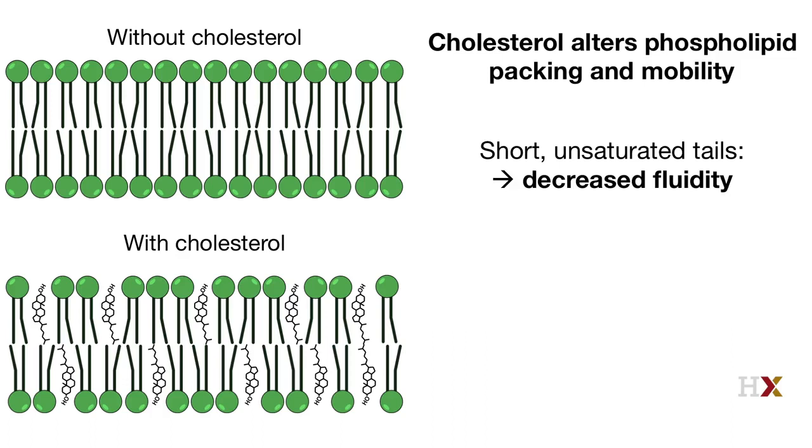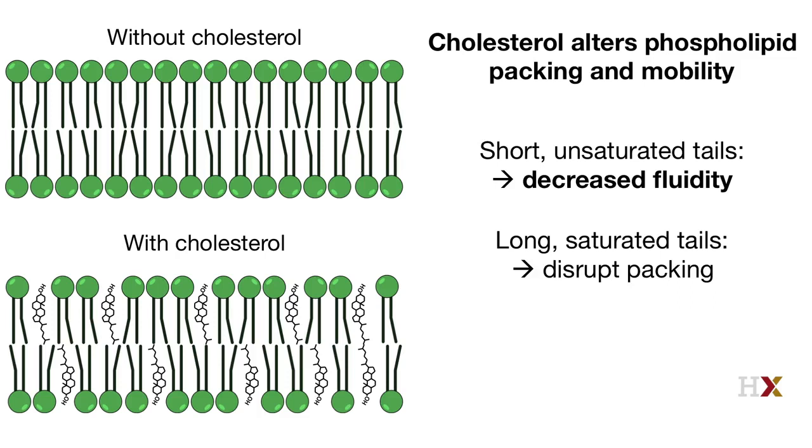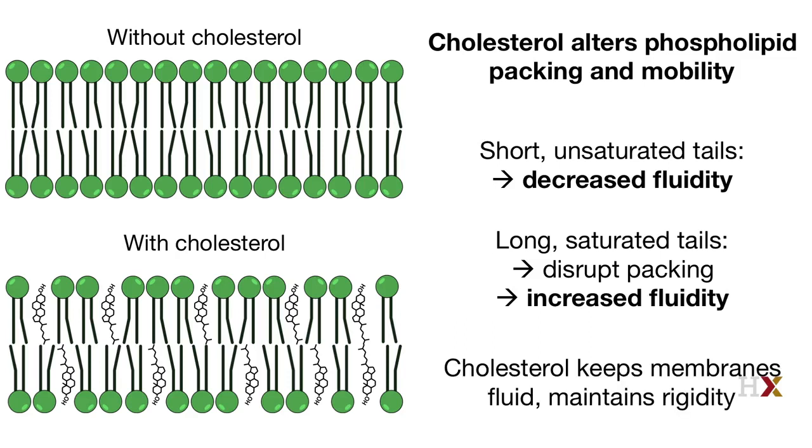In contrast, cholesterol will also interfere with long, saturated phospholipids, and it will disturb the tight packing of these lipids and will prevent the transition to a paracrystalline state. So it will increase the fluidity of the membrane. Cholesterol keeps the membranes in the sweet spot. It keeps them fluid, but it also maintains their rigidity.